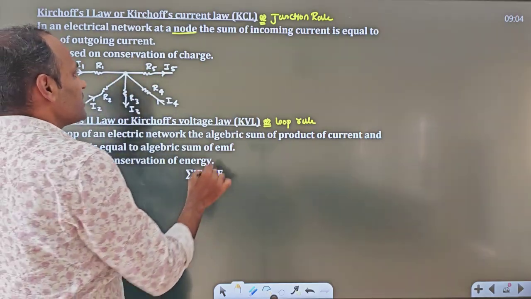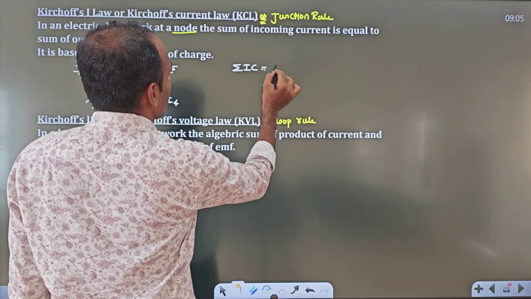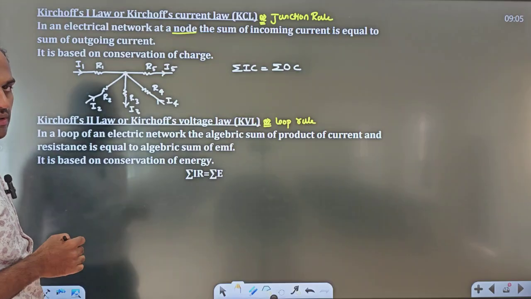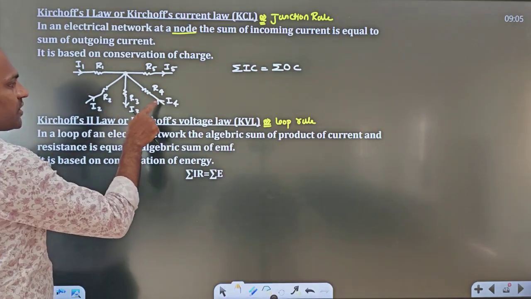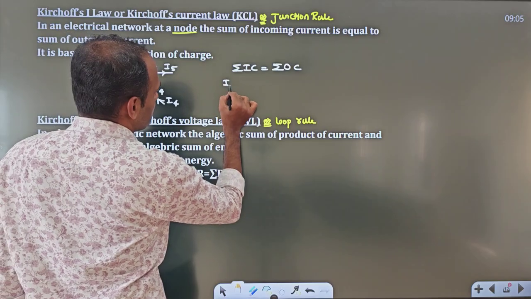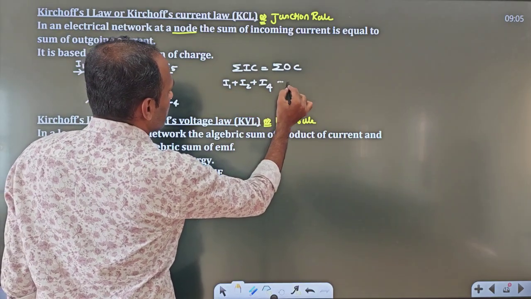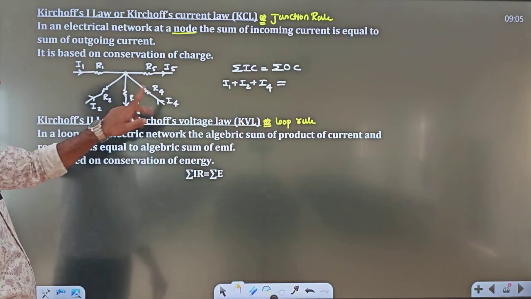That's why we can write the equation like this. Total incoming current is equal to total outgoing current. This is the equation of Kirchhoff's first law. So total incoming current is I1 plus I2 plus I4. This is the total incoming current, I1 plus I2 plus I4.